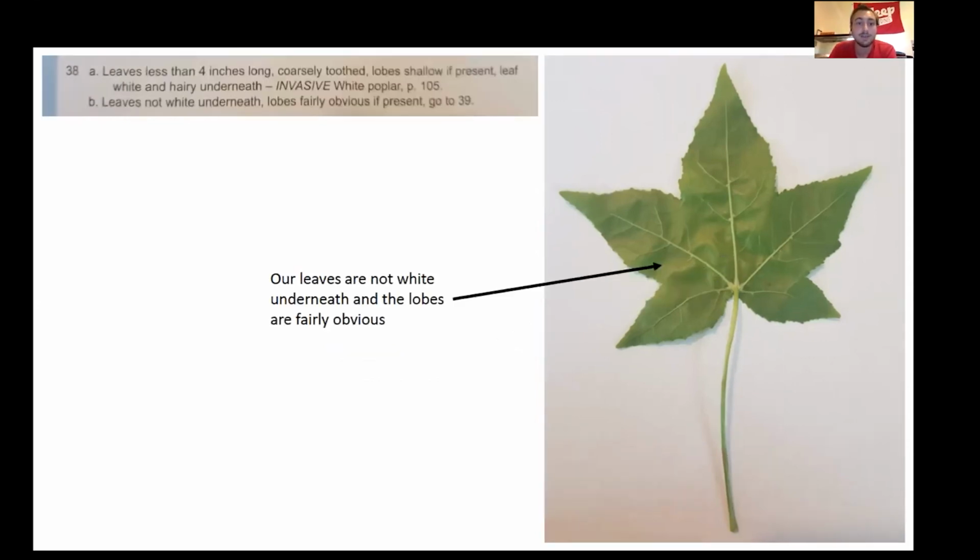Where it asks if our leaves are less than 4 inches long, coarsely toothed, lobes shallow if present, leaf white and hairy underneath, or if our leaves are not white underneath, lobes fairly obvious if present. Our lobes, I would say, are pretty obvious. We have these very distinctive sinuses, and the leaves are not white underneath, but we'll note that there are tiny little tufts of hair in our vein axils. So it's not white underneath, but it still can have some hairs.